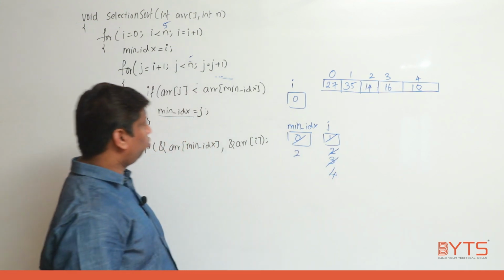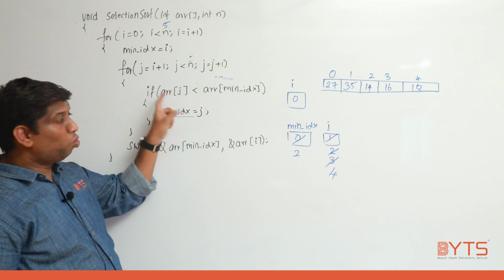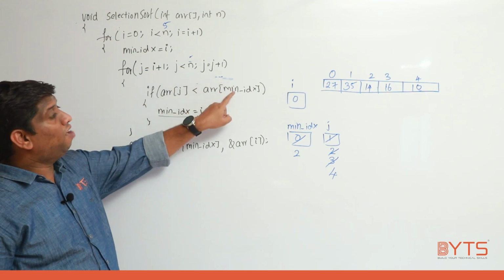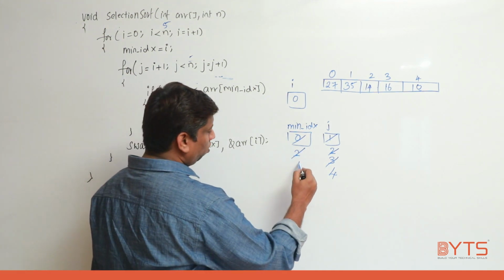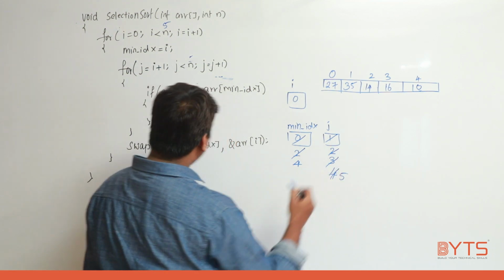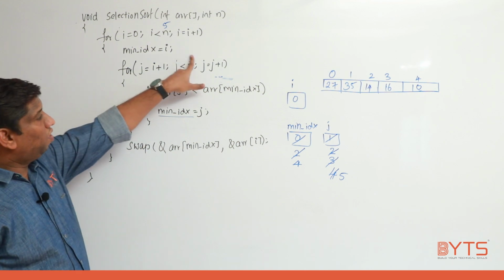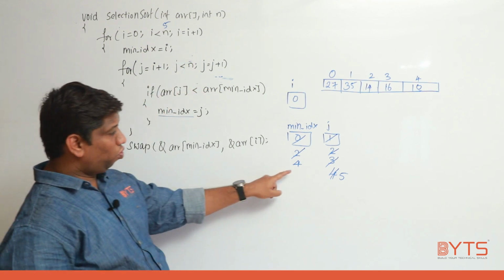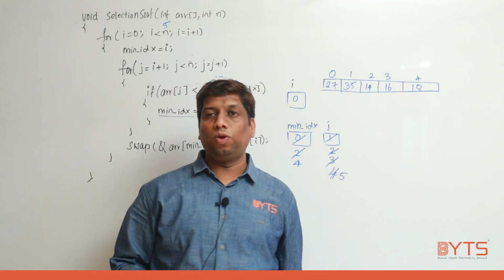j is updated to 4. End of the loop. 4 less than 5, true. Come inside. What is the value of ARR of 4? 10. 10 less than 14, true. Come inside. Min index value will be 4. So at the end of the loop, j value will become 5. When this loop is completed, what is the value of min index? 4. Why? Because among all these values, 10 is the minimum value.